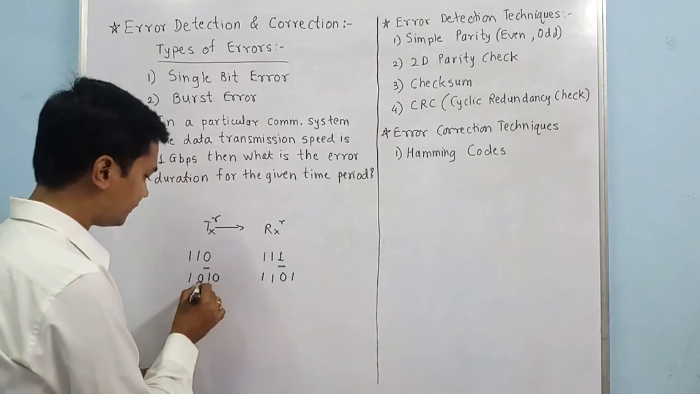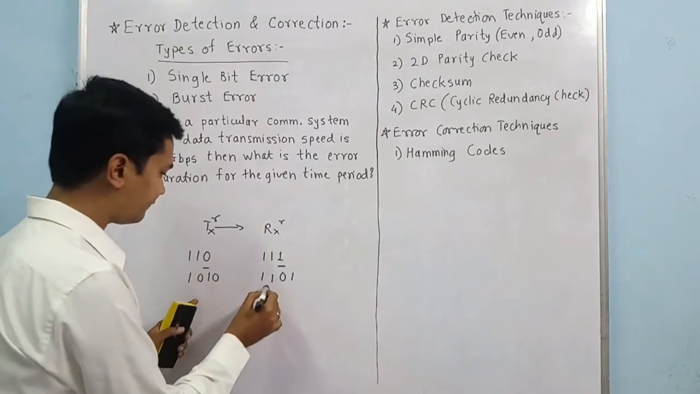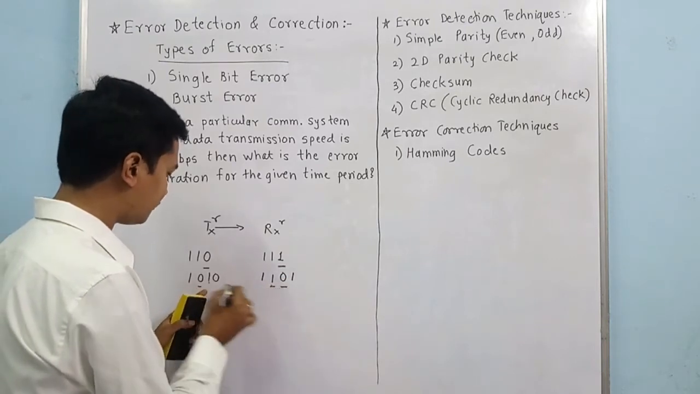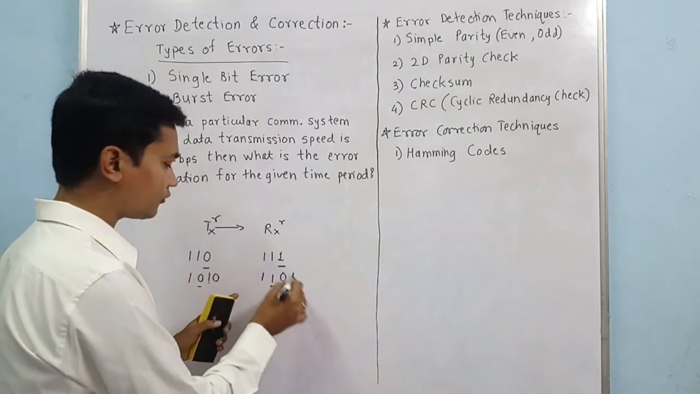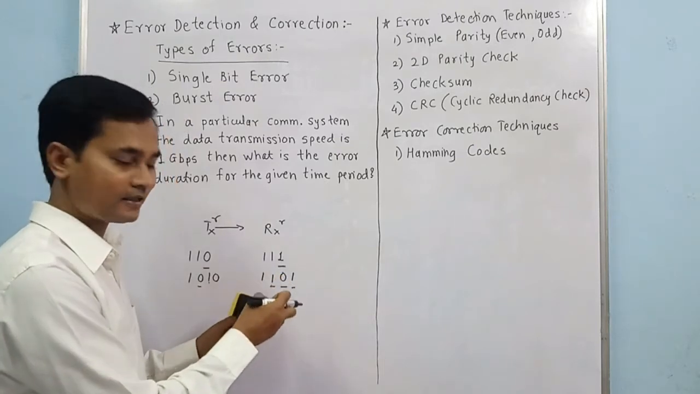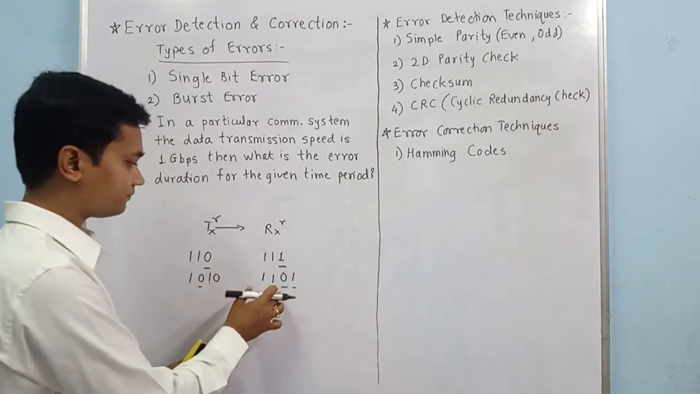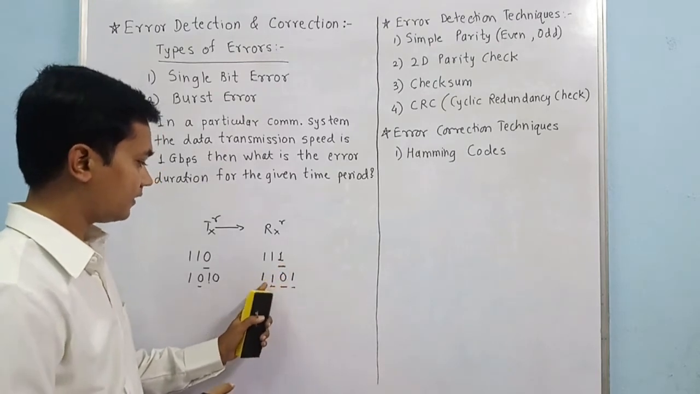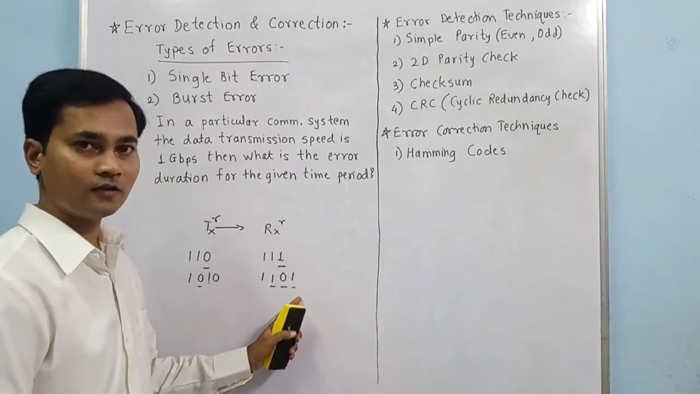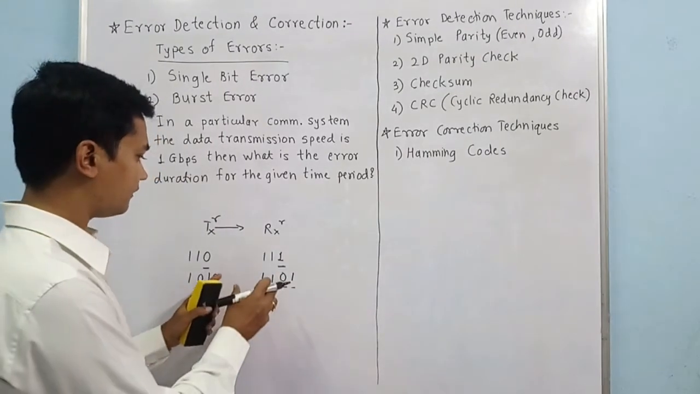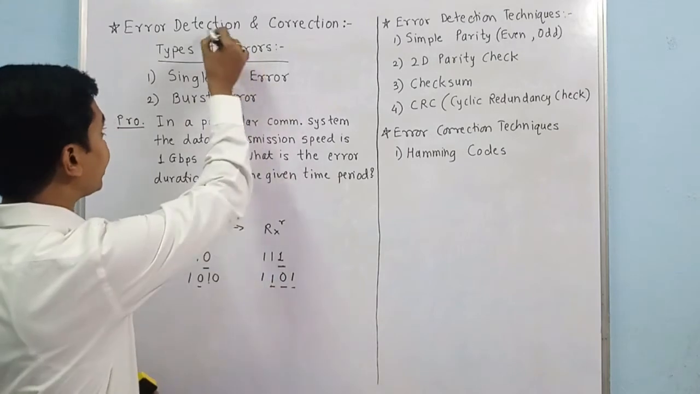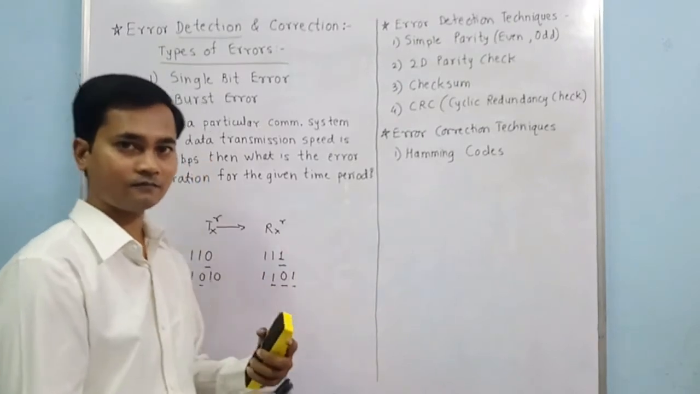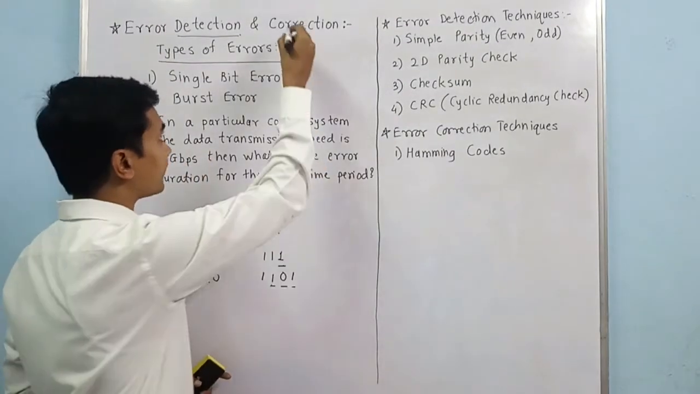So 1010 is sent by the transmitter and the receiver is receiving 1101: this 0 is changed to 1, this 1 is changed to 0, and this 0 is changed to 1. So here also there is a change in the received data. Here a 3-bit change is there. If the receiver is able to identify whether the received data is correct or wrong, then we can say that the error is detected. And if the receiver is able to correct that error, then we can say that it is correction.